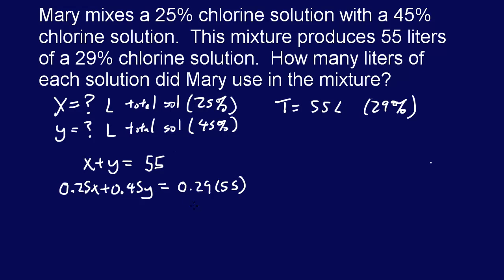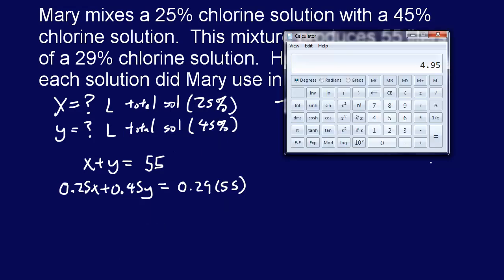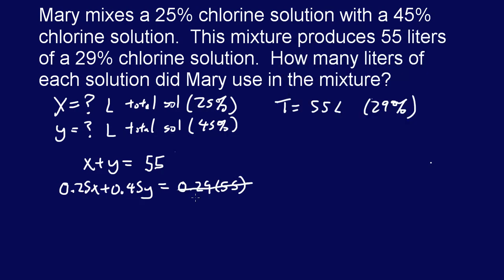The first thing we want to do is just multiply 0.29 times 55. So let's go ahead and do that. I'll bring up my calculator. So 0.29 times 55, that is equal to 15.95. So this is equal to 15.95. And then we want to eliminate, it doesn't matter which one, we'll just eliminate the X.